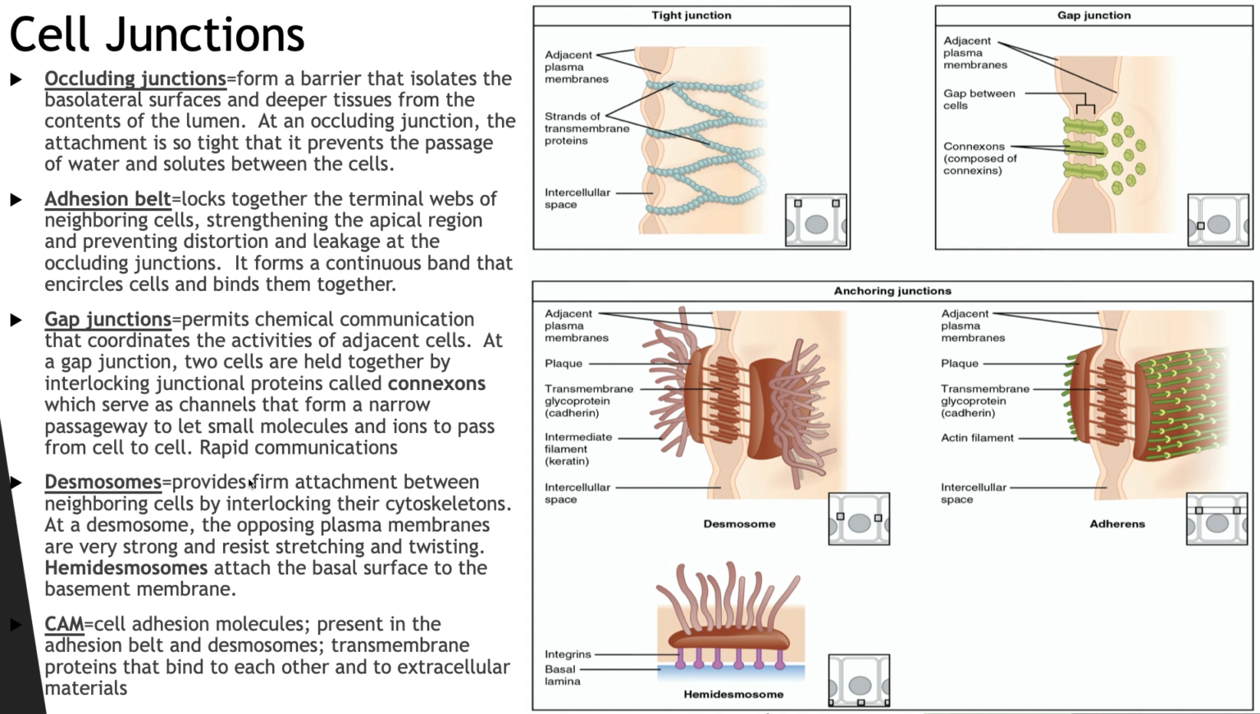A special type of desmosome called a hemidesmosome helps attach the cell to the basal surface of the basement membrane. I would encourage you to remember what the hemidesmosome is as well. And you have CAMs, or cell adhesion molecules, which are essentially in the adhesion belt and the desmosomes and help to bind cells to the extracellular materials.